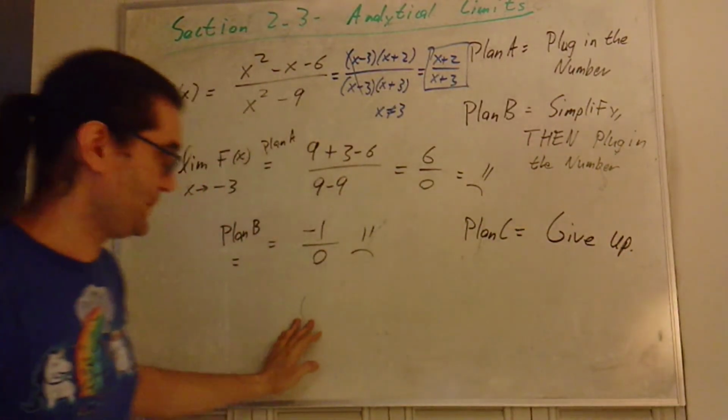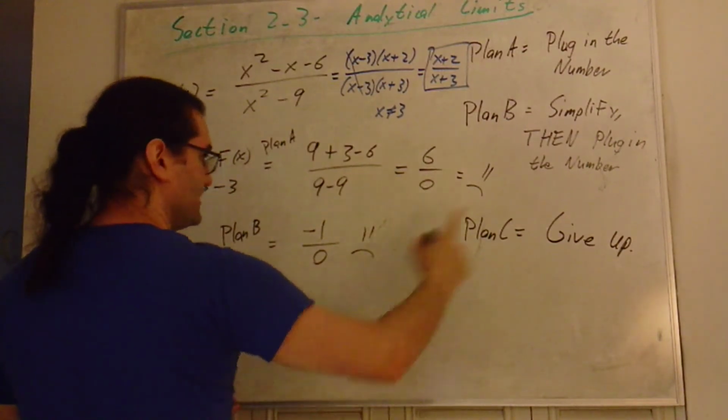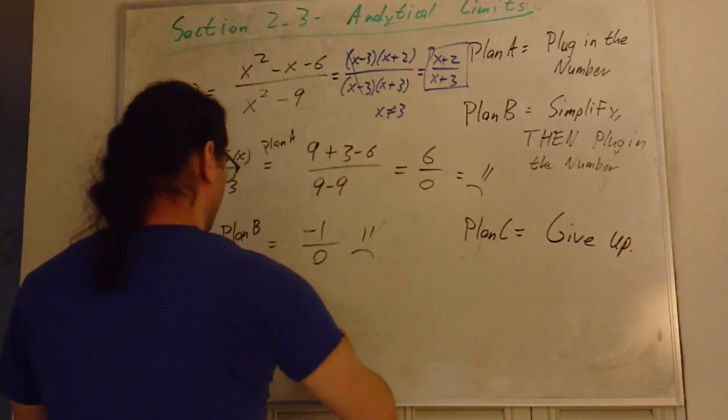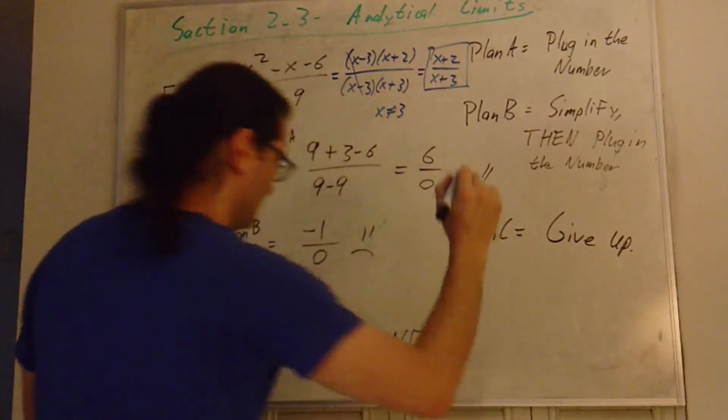Give up. When you get to plan C, you know that the limit does not exist, and so you're done.